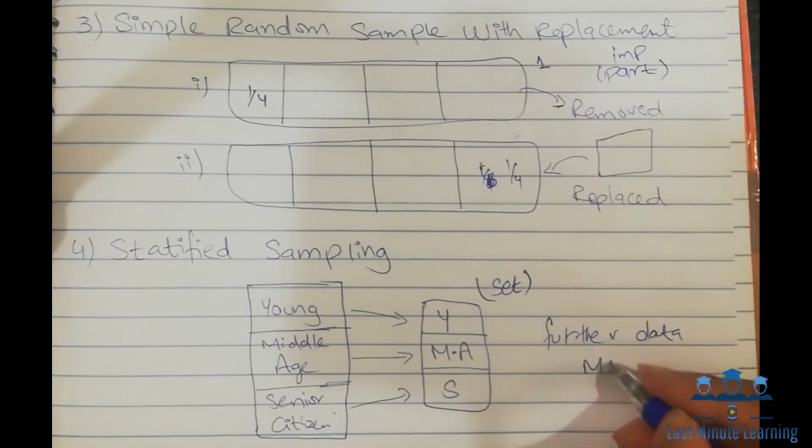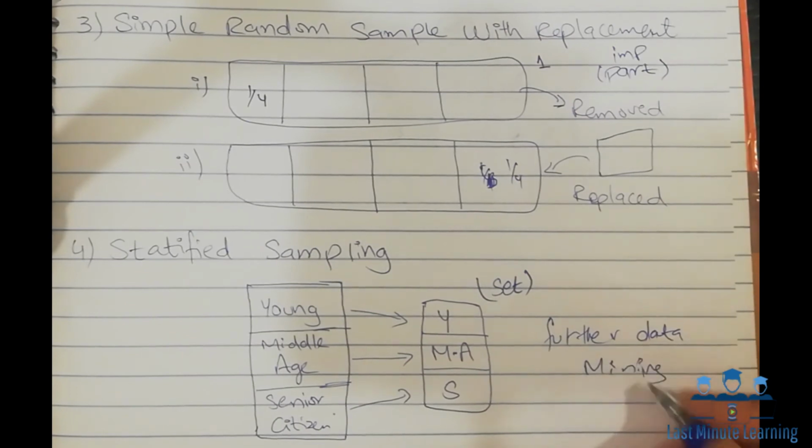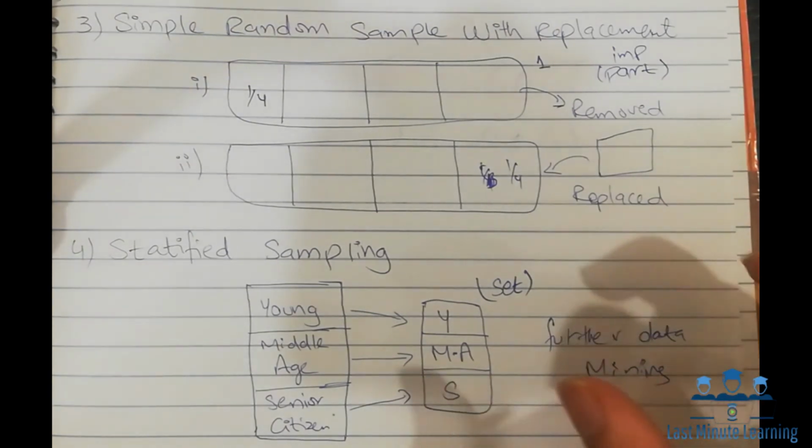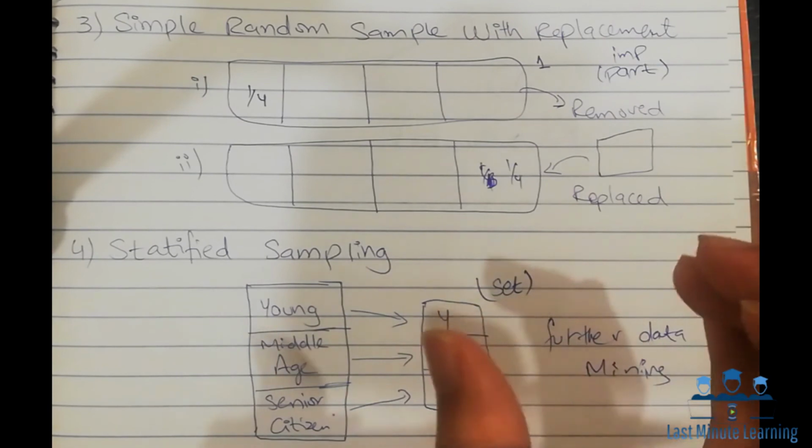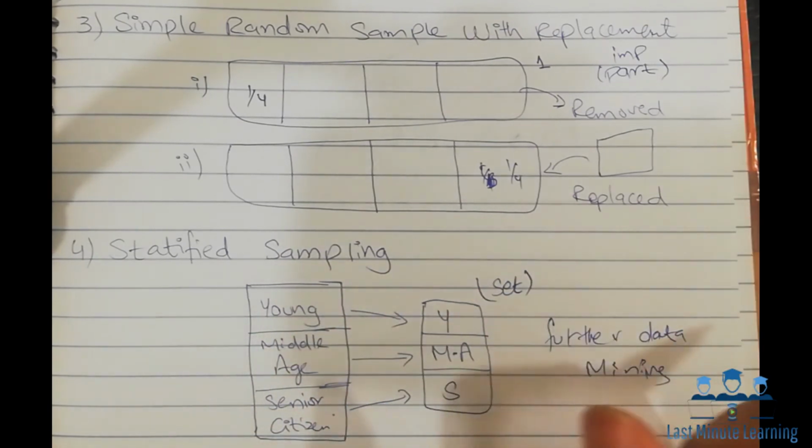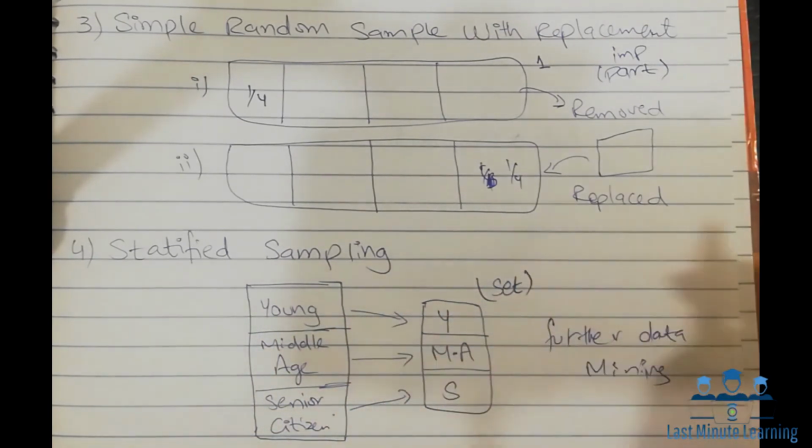Now what these four steps are actually doing is that they are reducing the size of data which is important for us and we can use it as a sample.